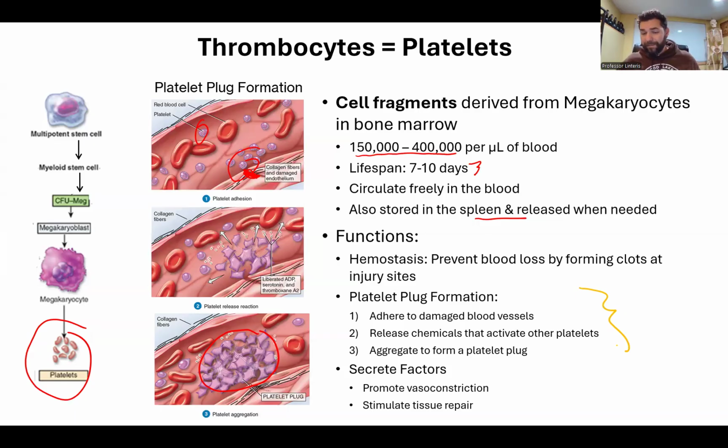They adhere to damaged blood vessels. They release chemicals that call in their friends. That's what release chemicals that activate other platelets means. So basically they aggregate like you can see in that picture. I'll color code that for you. And they form the platelet plug.